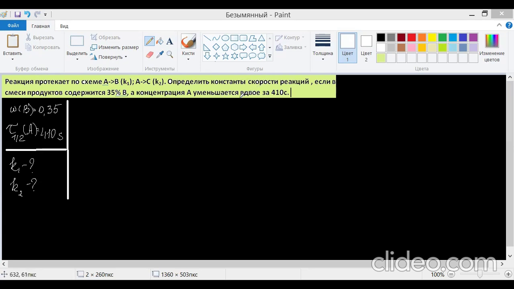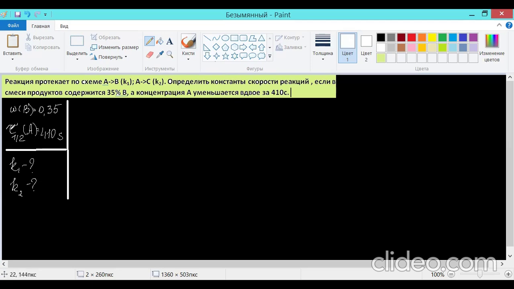Now, what else? The problem says that at a particular moment t, the system contains the mixture of the products, and the products again are B and C, and the concentration of B is equal to 35% or 0.35, because normally in chemistry and physics we deal not with percentage but with fractions, right? Well, and the concentration of A halves within 410 minutes.